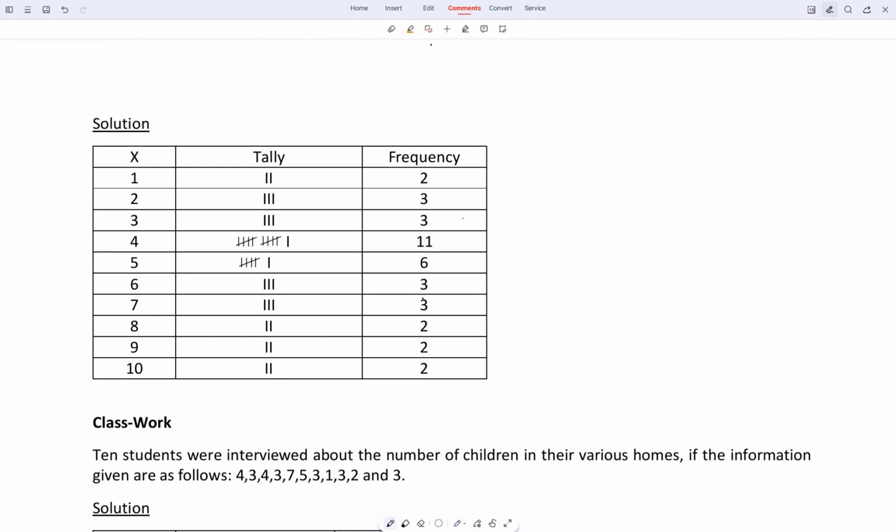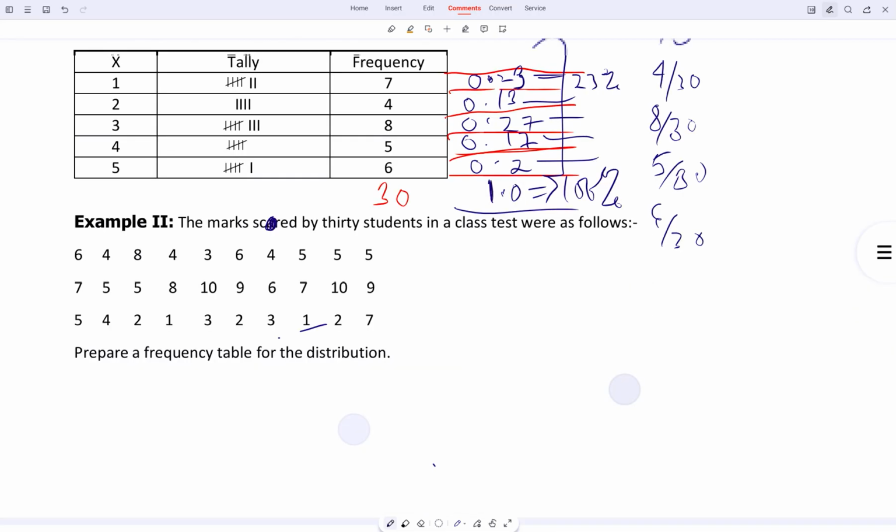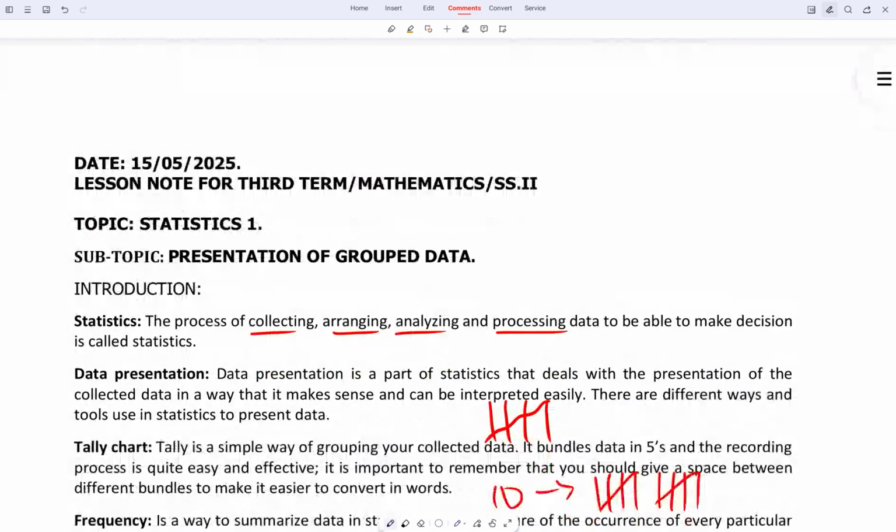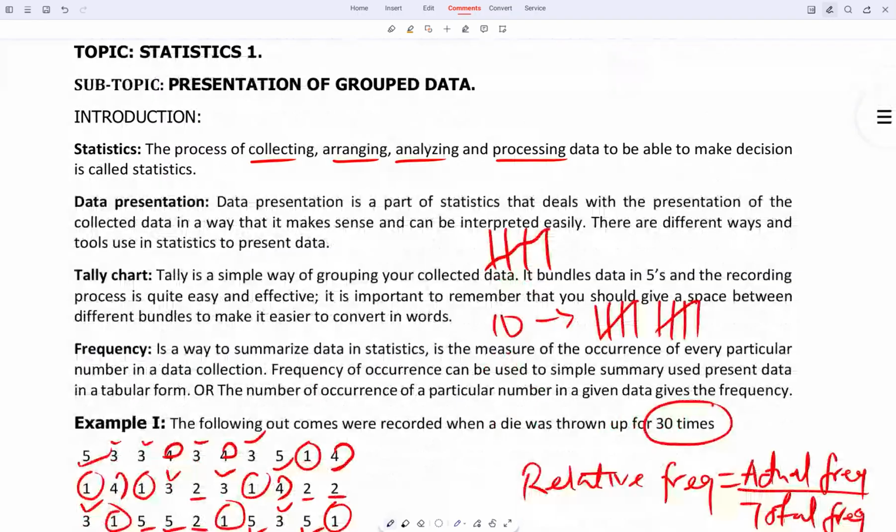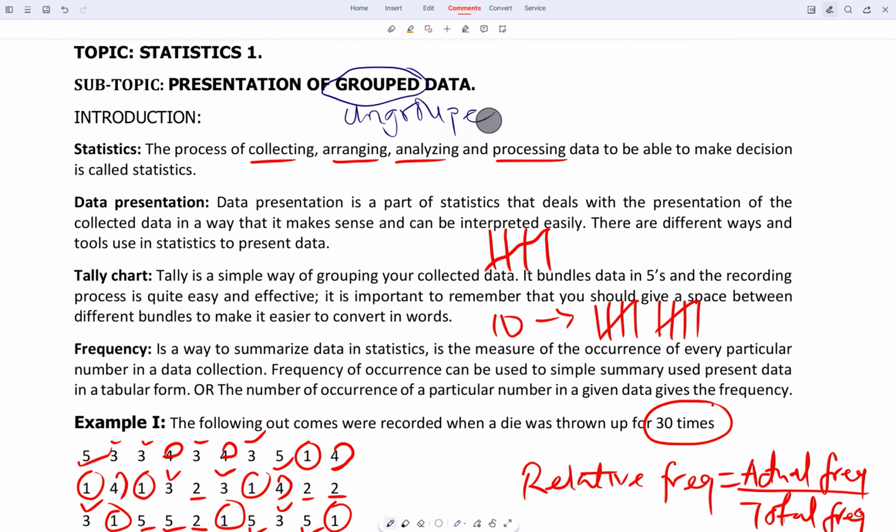This one that we are doing here is ungrouped data, not grouped. This topic is ungrouped data.